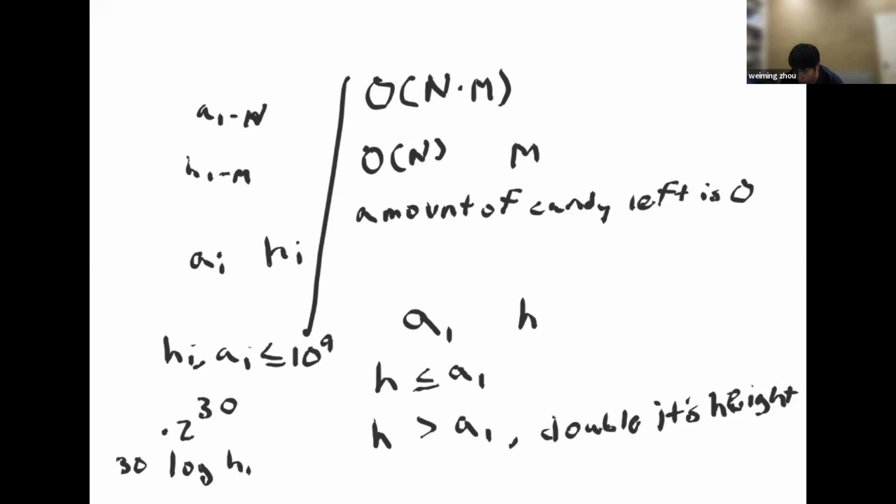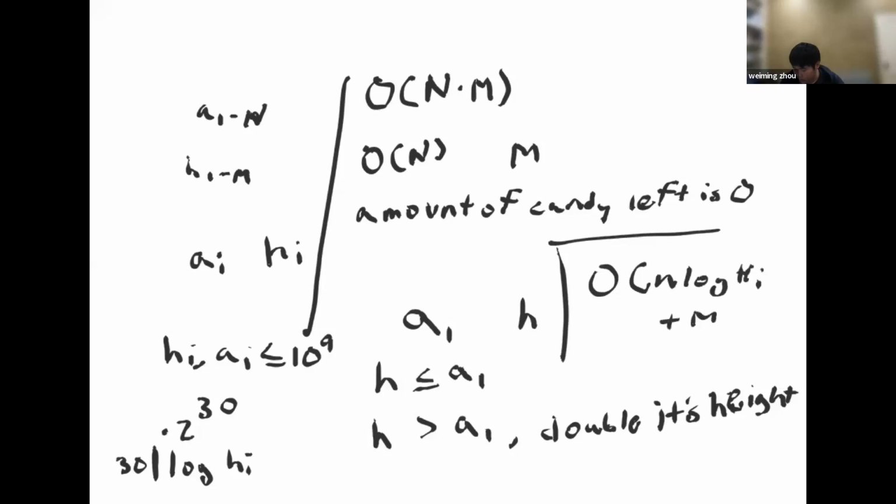log H of I possible candy canes will make it past the first cow. And this altogether leaves us with a final complexity of O of N log H of I plus M.